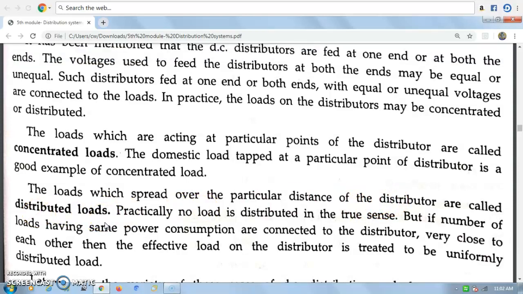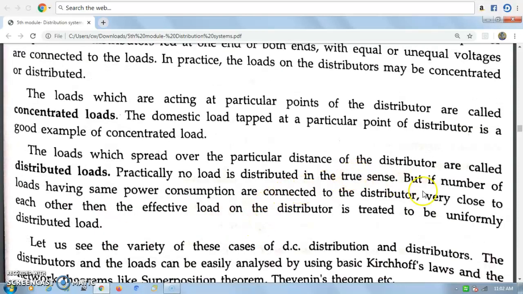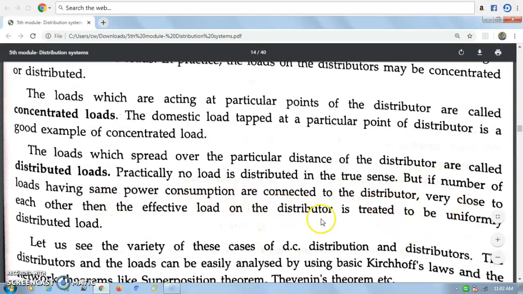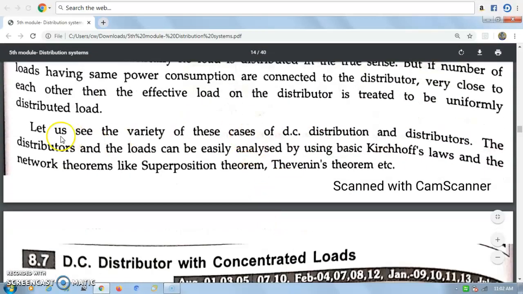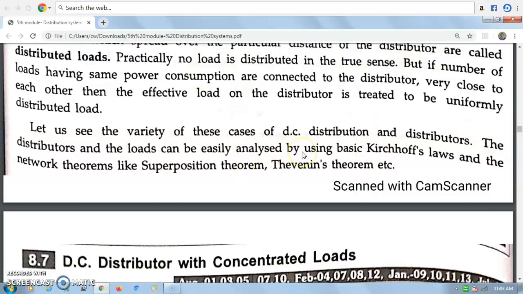Practically there is no load distributed, but if a number of loads having the same power consumption are connected to the distributor very close to each other, the effective load on the distributor we can treat as a uniformly distributed load. Okay, let's see the variety of cases of the DC distribution system. The loads can be easily analyzed by using Kirchhoff's laws and network theorems like the superposition theorem and Thevenin's theorem. By using these theorems, we can solve the problems based on the DC distributor.